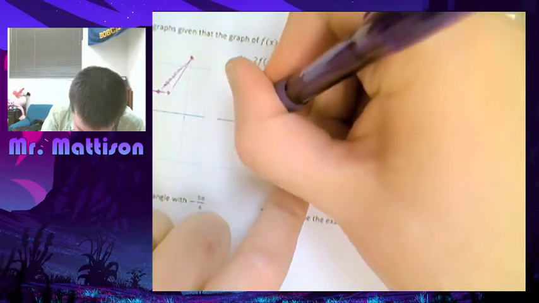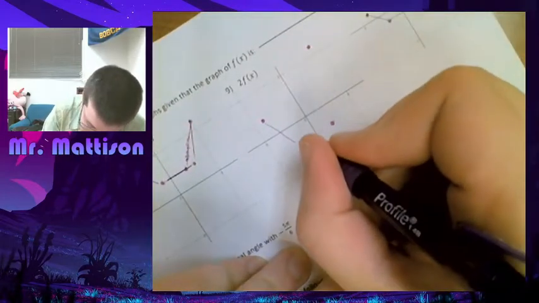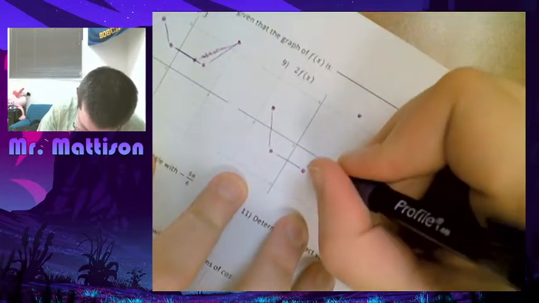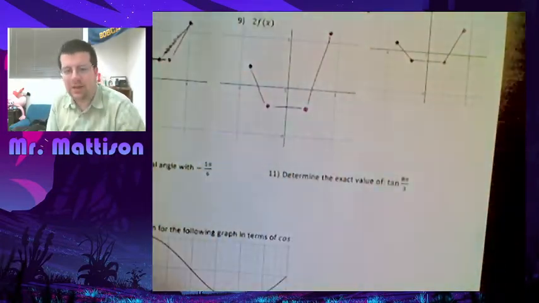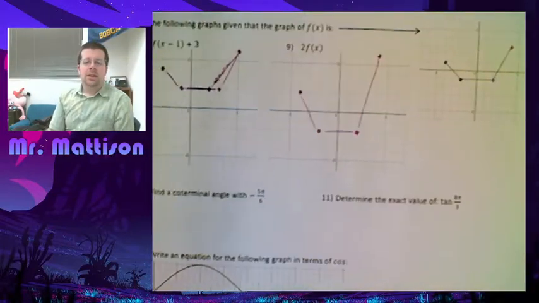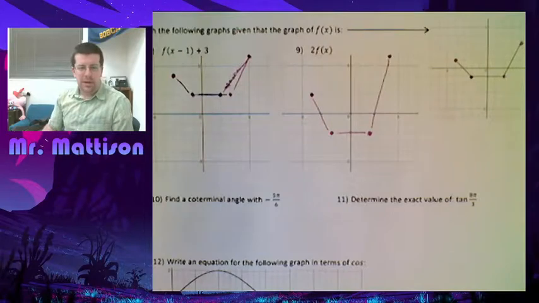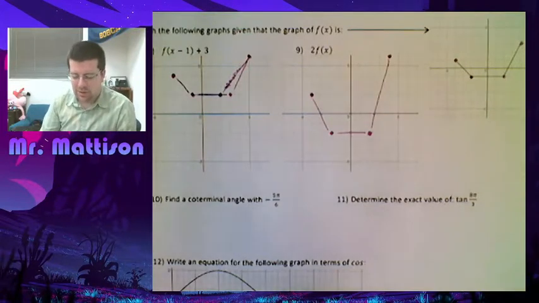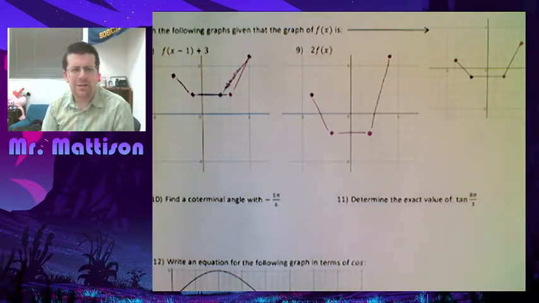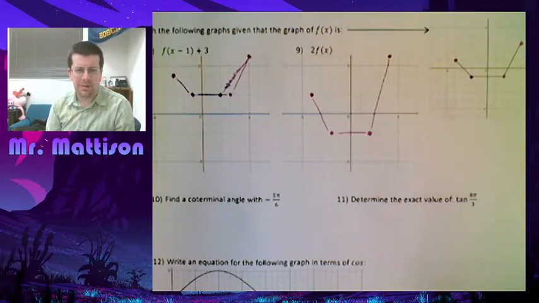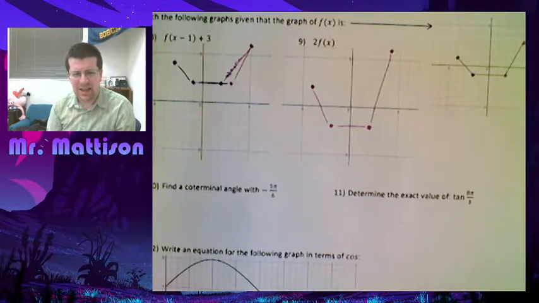I'll draw my line between all of those. There's my graph, like that. So again, it doesn't need to be perfect, but try and get those points as close to where they should be as possible. I've designed these so that they should all be at nice, pretty numbers. You're not going to be getting weird fractions and decimals and things like that.